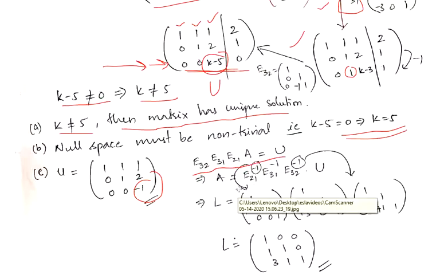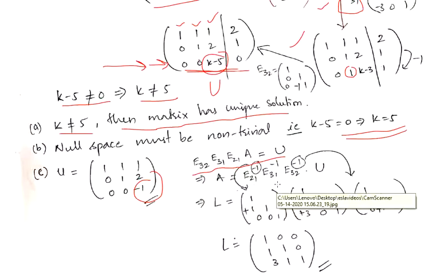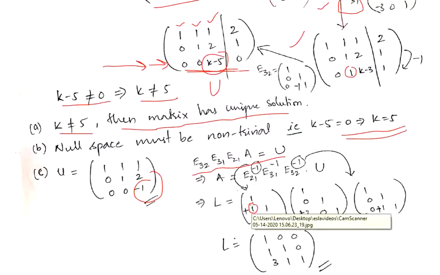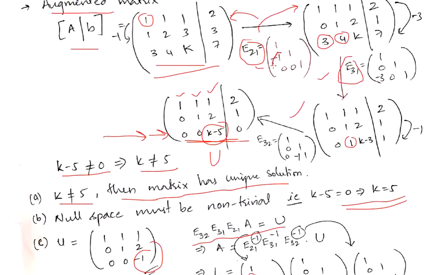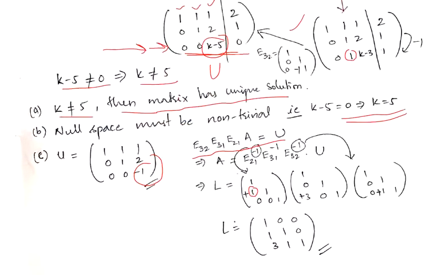So A can be written as E21 inverse, E31 inverse, E32 inverse. Remember, if I want to find the inverse of an elimination matrix, I just need to change the sign of the elimination matrix. That's it. E21 is 1, -1, 0, 0, right? So for the inverse I am putting plus 1 here. Similarly for E31, similarly for E32. I have changed the sign, you can see here, minus 3, minus 4.